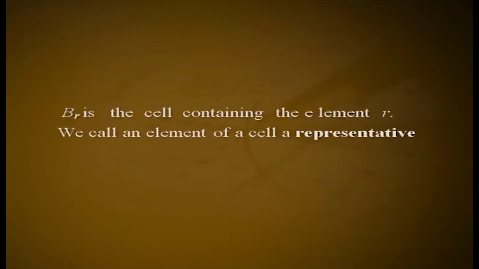Cosets. Let G be a group with some binary operation. Suppose we partition the underlying set G into cells and designate each cell in terms of one of the elements in that cell. For example, B_R is the cell containing the element R. We call an element of a cell a representative of the cell.